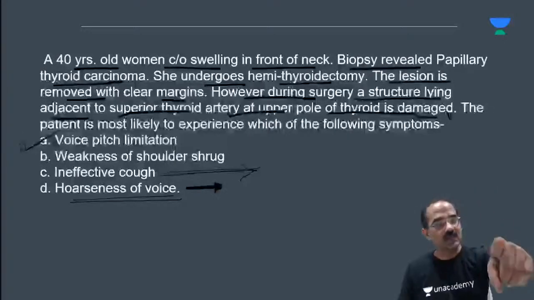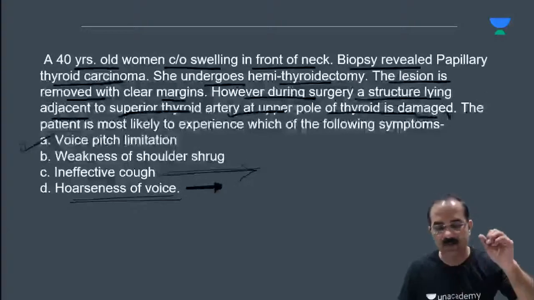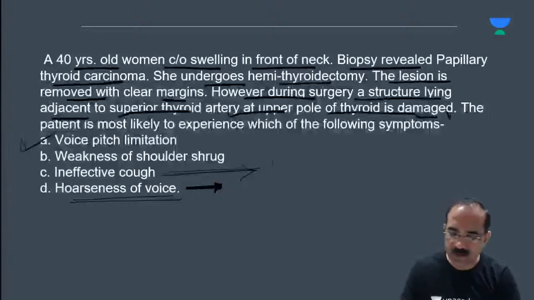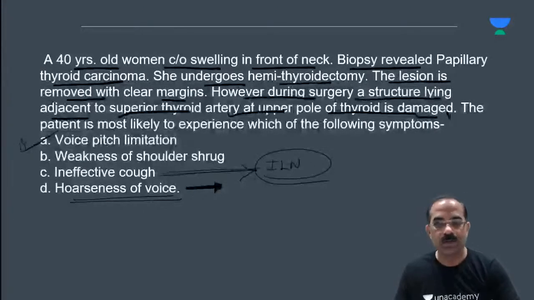Okay? If the internal laryngeal nerve is damaged, there will be an ineffective cough. So this is the internal laryngeal nerve. Perfect. Very good. Is this understandable?